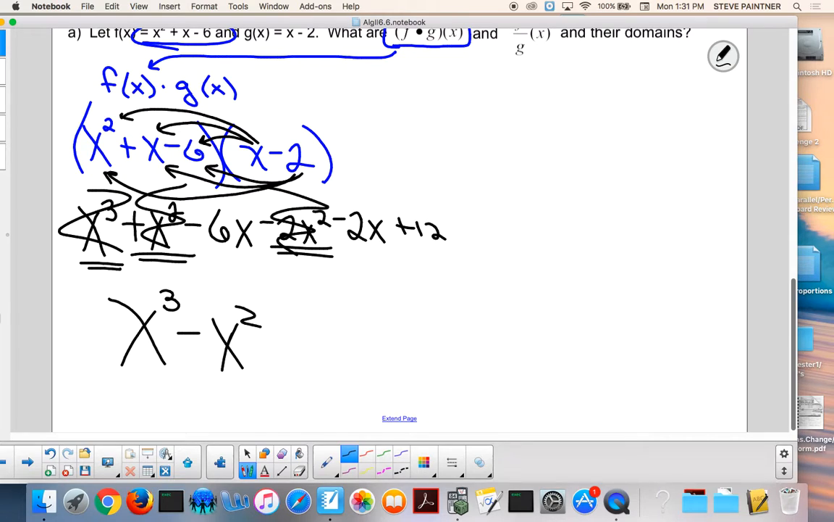Okay, what else? Negative 6x and negative 2x. Negative 8x. Yep. And then those are gone. Plus 12. Right? See, it isn't hard, is it?